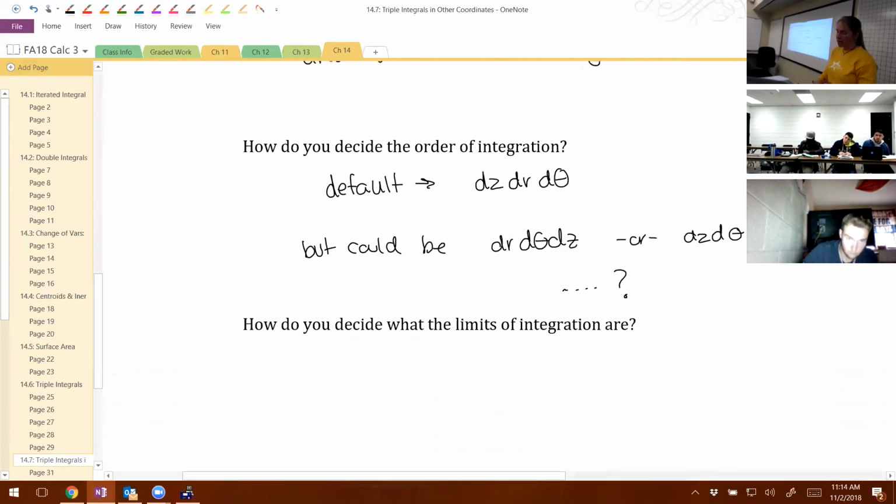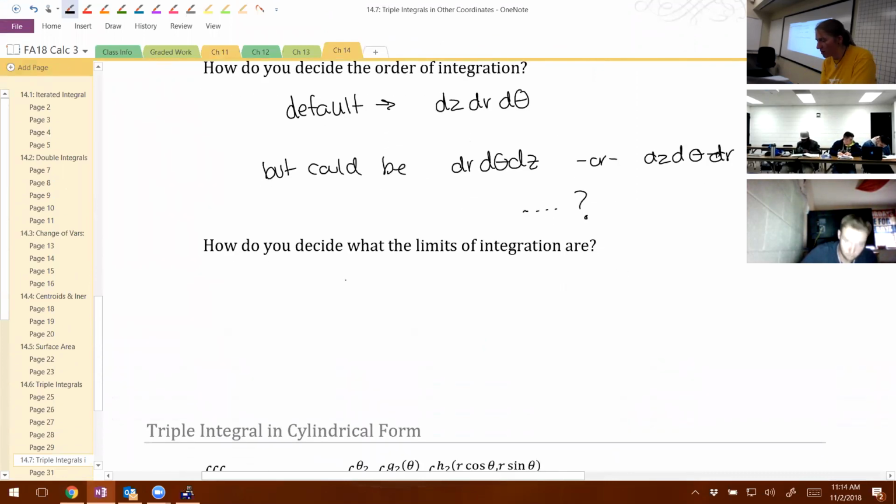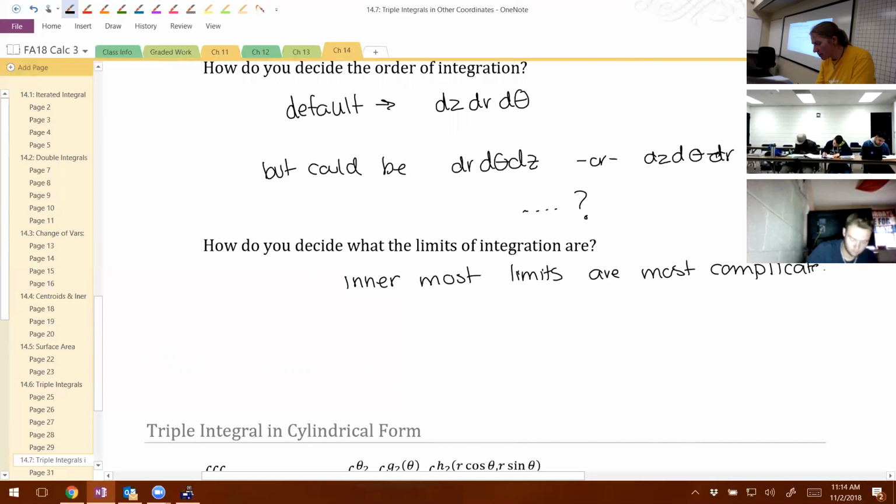Okay? And then limits of integration, we have the same ideas we had before. We want our innermost limits to be the most complicated and our outermost to be the simplest. So innermost limits are most complicated. And then the outermost should just be constants, but they should definitely be the simplest.